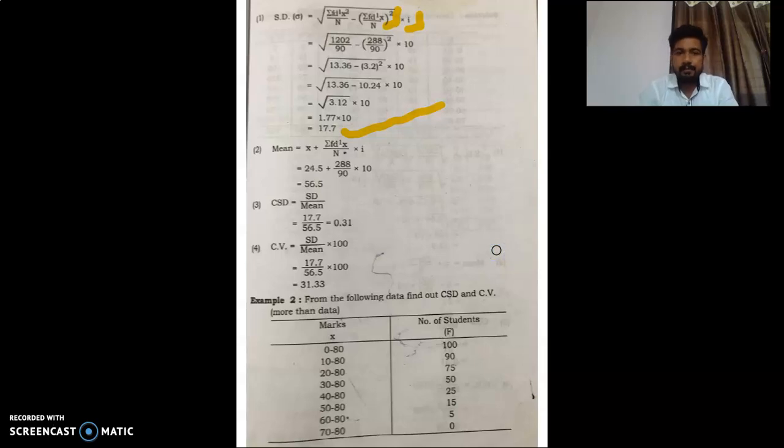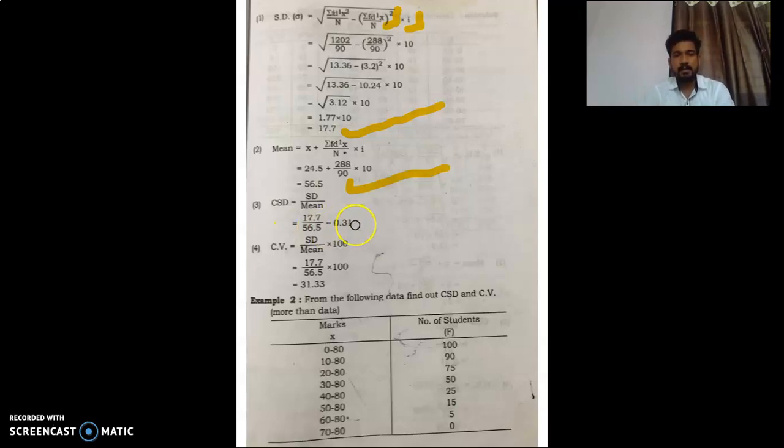Then we have to calculate the mean, as we have to calculate the coefficient of standard deviation. So x plus summation d dash x divided by n multiplied by the interval. We had assumed 24.5, summation f d dash x we had 28, divided by 90 multiplied by 10, 56.5. So the answer of mean equals 56.5. As we have two answers, standard deviation 17.7 and mean 56.5, now we are in a position to calculate the coefficient of standard deviation.